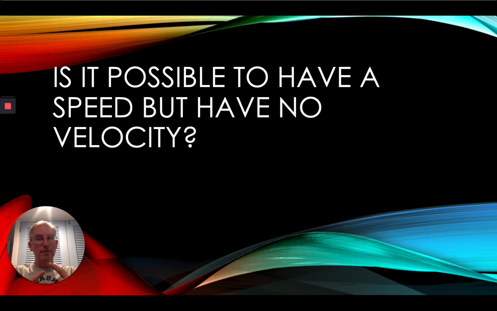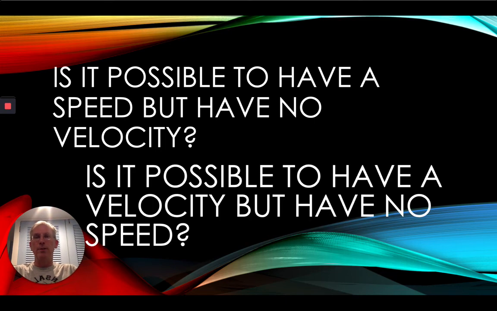instant. At all other points on that circle, I had a displacement. I was not at my beginning place. And so I had both a speed and a velocity. But in this one special case, I had a speed, no velocity.